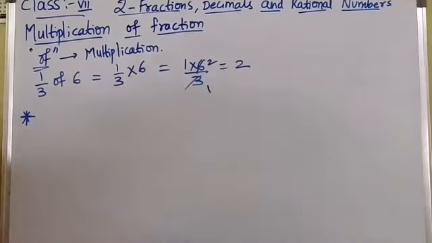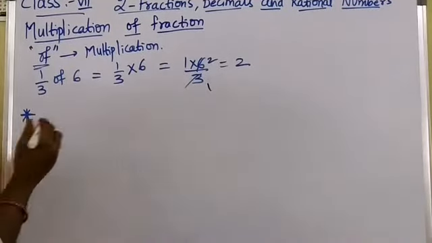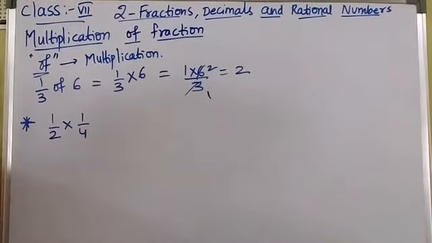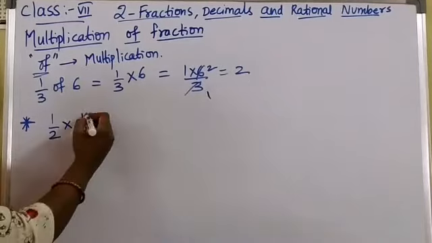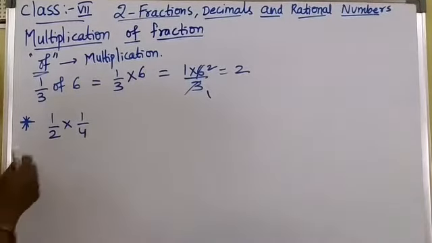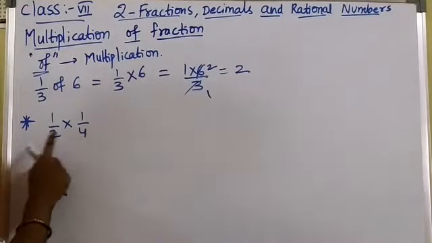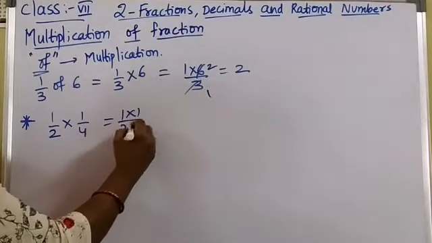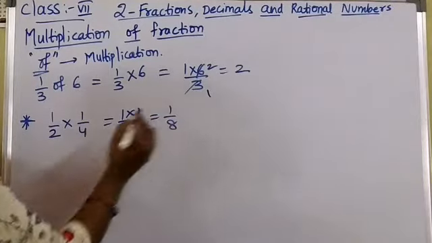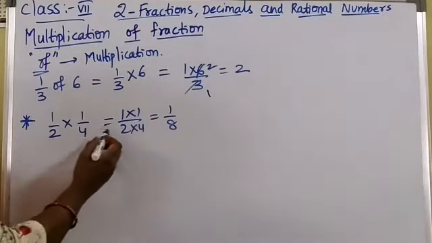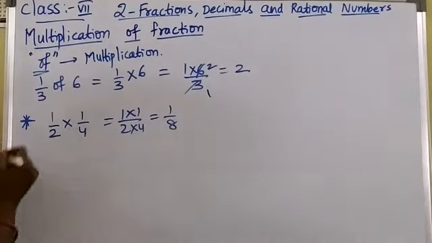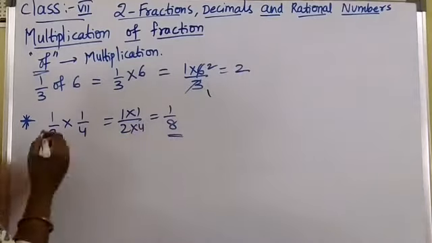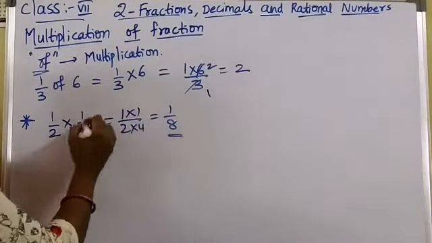Okay. Now, for example, I will take 1 by 2 into 1 by 4. Here what is 1 by 2? It is a proper fraction, and 1 by 4 is also a proper fraction. Here I am multiplying two proper fractions. What is the answer? You will get 1 into 1 by 2 into 4, that is 1 by 8. If you observe, the product of two proper fractions is less than each of the fractions that are multiplied, meaning this answer is less than 1 by 2 and this answer is less than 1 by 4.